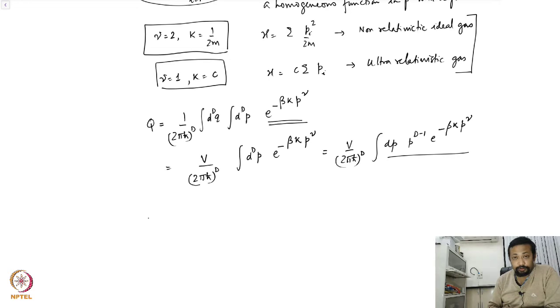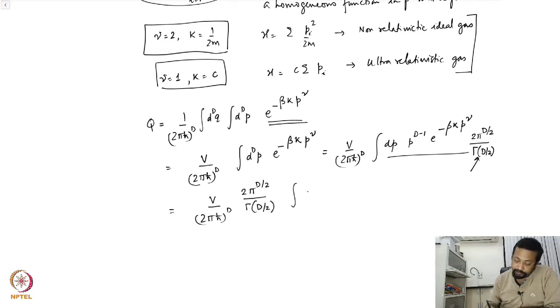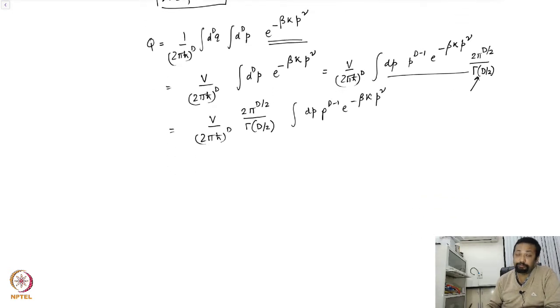But this is not all of it, because we still have to take care of the factor from the angular integral that we did before, and that answer is 2 pi to the d by 2 over gamma of d by 2. So this quantity is V over (2 pi h bar) raised to the power d, times the part which comes from the angular integral, 2 pi to the d by 2 over gamma d by 2. And then I have the integral dp p to the power d minus 1 e to the power minus beta kappa p to the power nu.